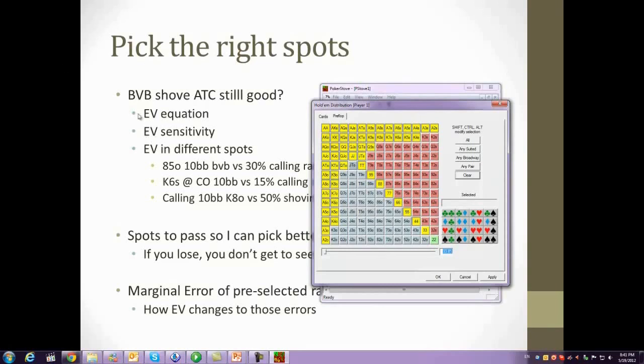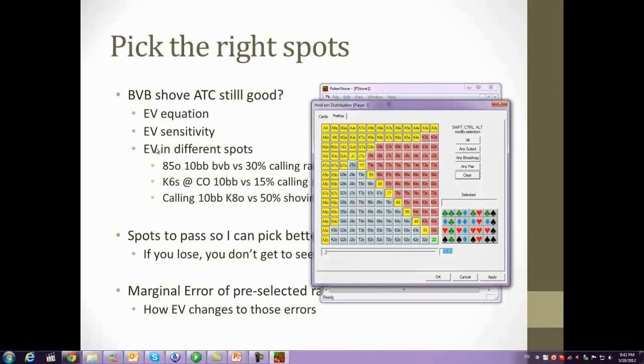Second is EV sensitivity. There are hands that when we shove, we have to put in marginal errors on the pre-set range. For example, if we think the guy is calling 30%, we want to give him plus or minus 10% if he adjusts or he didn't adjust. So if we assume he's calling 30%, in reality he might be calling 20 to 40%. And how well does our hand EV hold when he's calling 40% or when he's calling 20%?